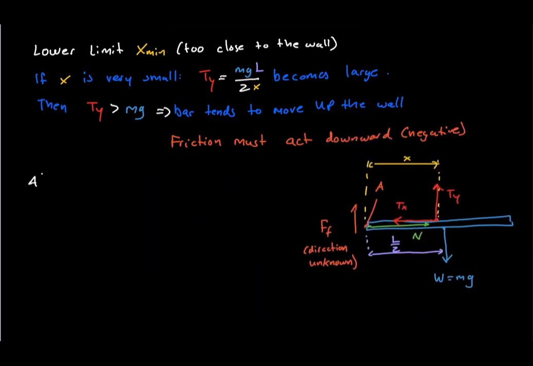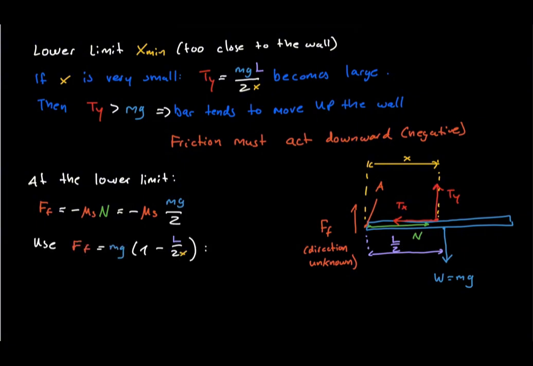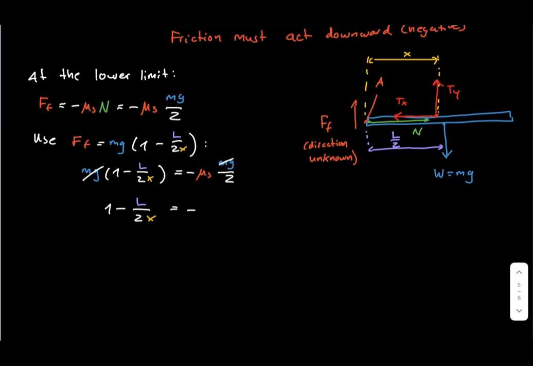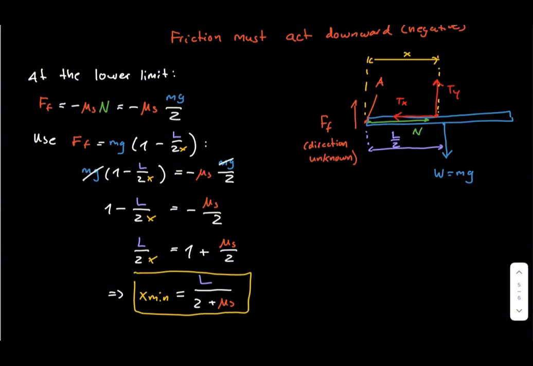At the lower limiting position, the downward friction force has reached its maximum static value. Applying this limiting condition gives the minimum cable position equal to the bar length divided by 2, plus the coefficient of static friction. Using our values gives a minimum distance of 0.5 meters.